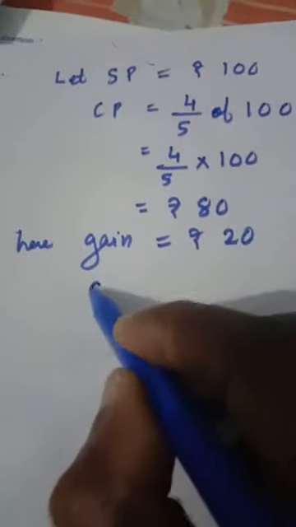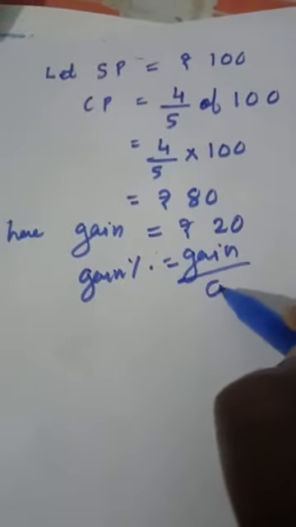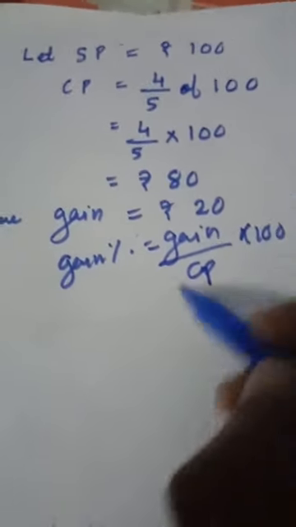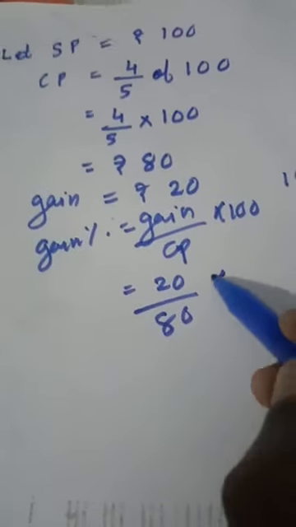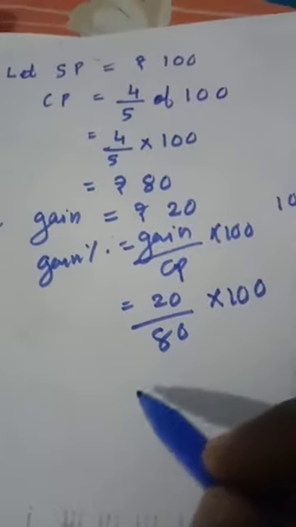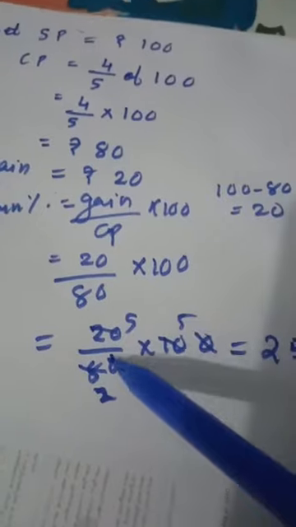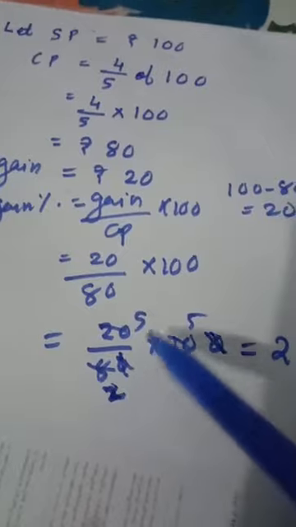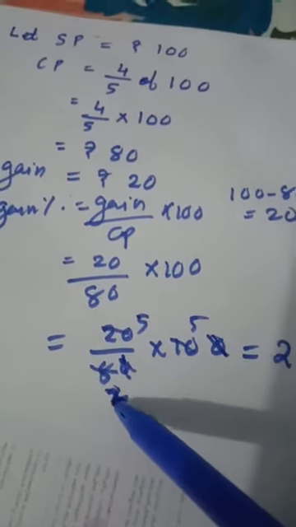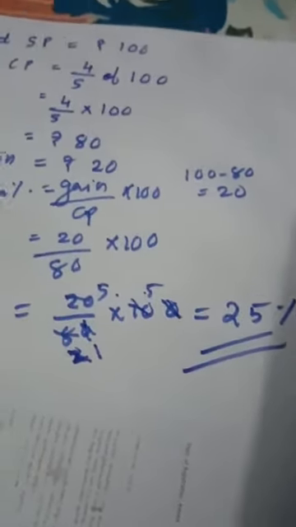Now how to find gain percentage or profit percentage? Gain percentage equals gain by CP into 100. It is equal to 20 by, what is our CP? 80. 20 by 80 into 100. This 0 and one 0 in 100 get cancelled. 1 four is 4, 2 fours are 8, 5 fours are 20. Then 2 is there, 1 two is 2, 5 twos are 10, 5 fives are 25. Gain percentage is equal to 25%.